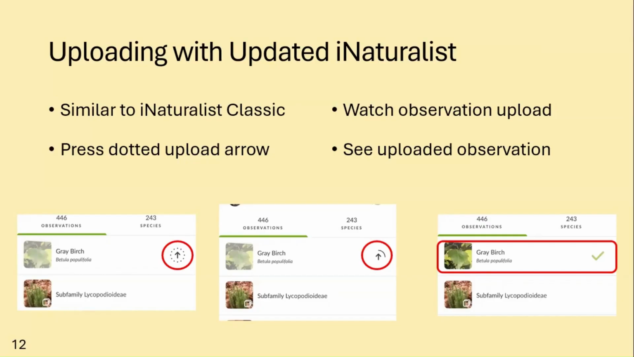The uploading process, however, is different. Observations never upload automatically like in iNaturalist Classic, making it especially important to ensure your observations are uploaded to get the most out of your observations. The arrow in a dotted circle to the left shows an observation needing to be uploaded, and the observation begins to upload when you tap the arrow. Lastly, a correctly uploaded observation will have a green check next to it just after uploading, like on the right.